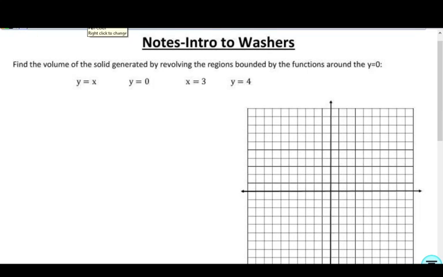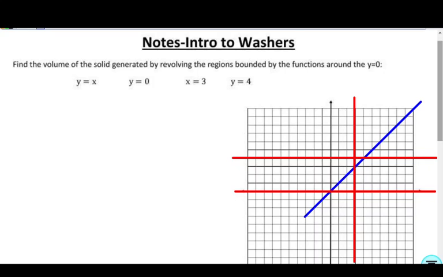So we've got to find that area. Here's your y equals x. Then y equals 0, that is your x-axis. Y equals 4: 1, 2, 3, 4. So this here, like that. And then x equals 3: 1, 2, 3. Like that.